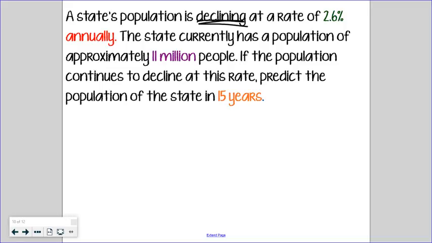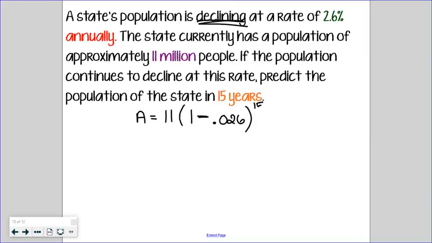We are declining, so what does that do to my rate? Negative, right? So if I'm putting that into this formula, my principal amount was 11 million people. Now bear with me, I'm going to put 11. Okay, we're going to talk about that in just a minute here. We start with 1, and then my rate's negative, so minus my rate of 0.026, right? Move that percent to a decimal.